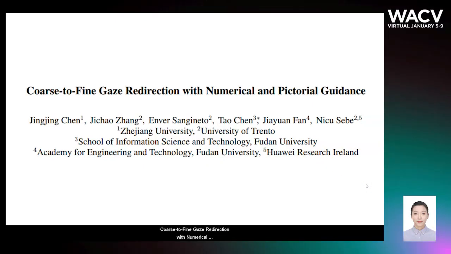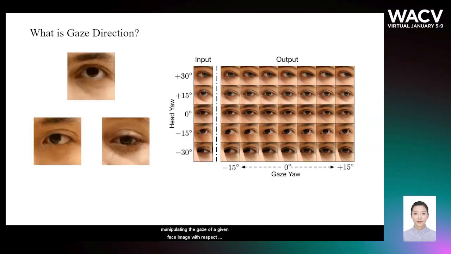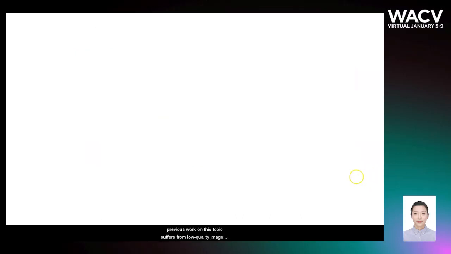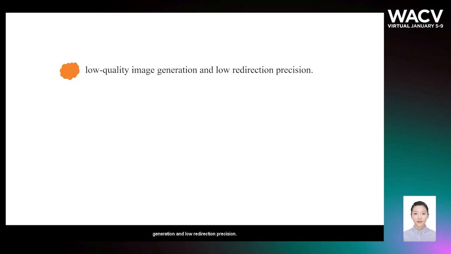Today I'm going to talk about our work CFGR, Coarse-to-Fine Gaze Redirection with Numerical and Pictorial Guidance. Gaze redirection aims at manipulating the gaze of a given face image with respect to a desired direction, a numerical reference angle for instance, and it can be applied to many real-life scenarios, such as video conferencing or taking group photos. However, previous work on this topic suffers from low-quality image generation and low redirection precision.